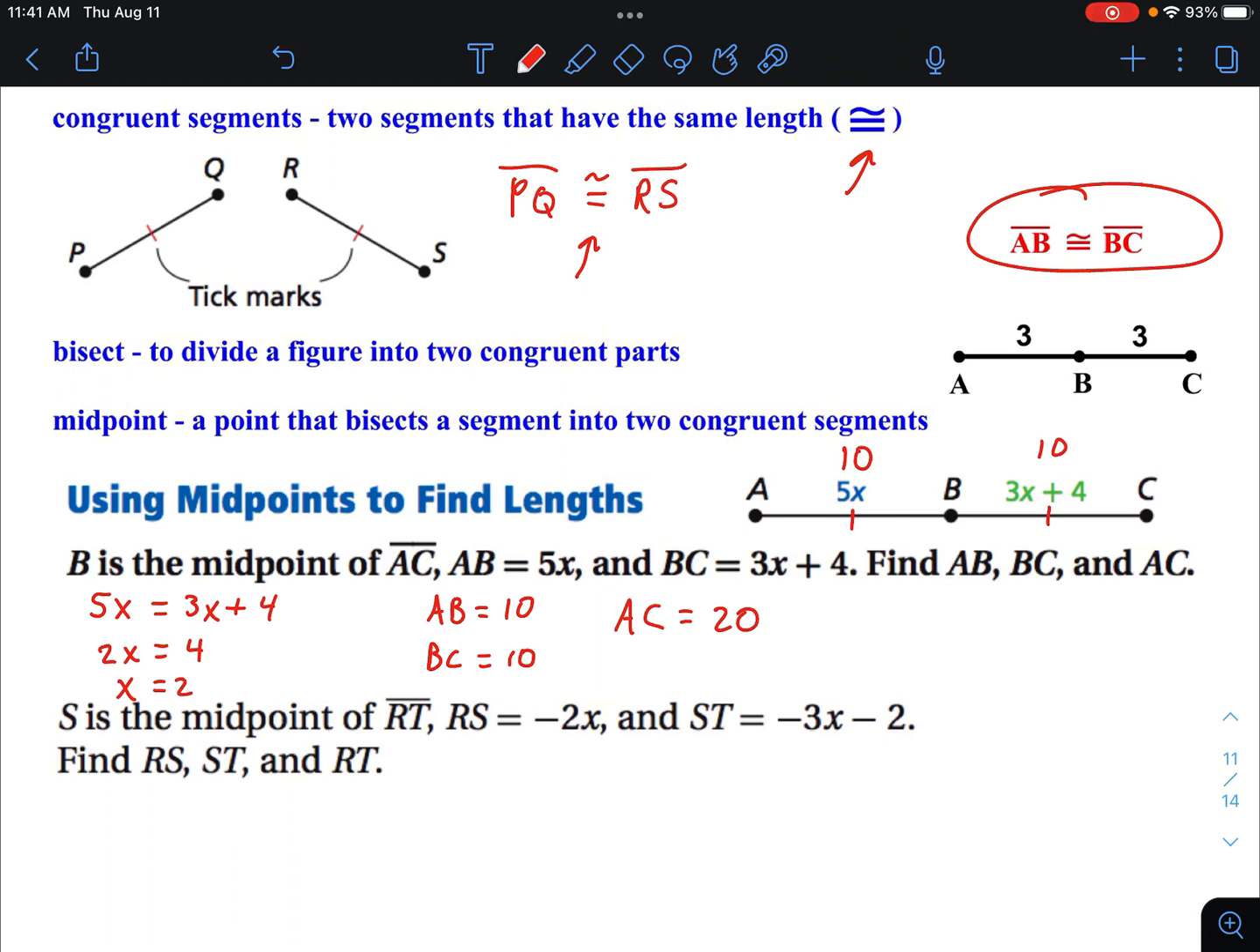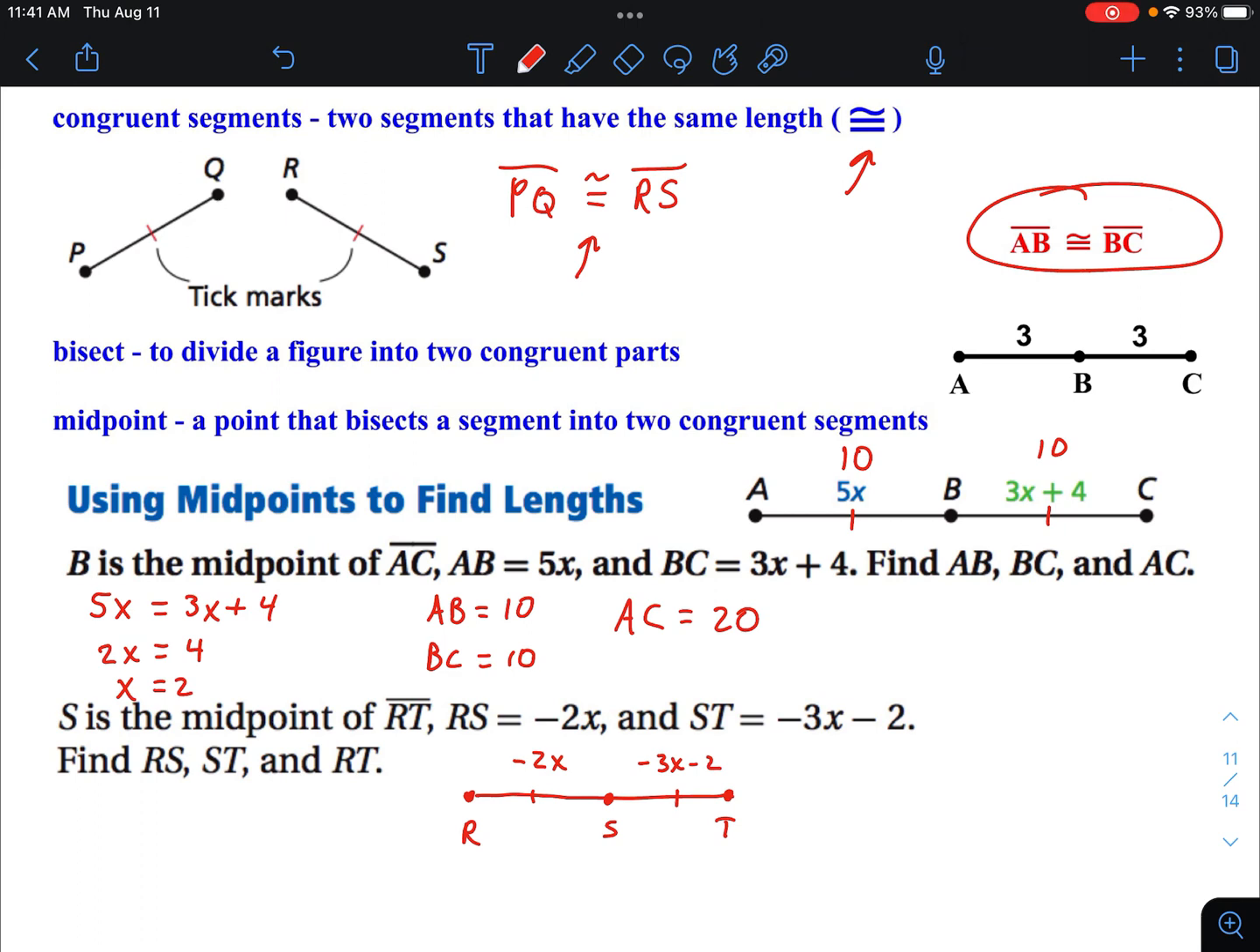We'll do one more of these together. So this one, there's no picture drawn for this, so you may want to draw your own picture. S is the midpoint of segment RT. So this will be my RT. S is the midpoint. I'm going to throw in tick marks just to visually say those two parts are congruent. RS is negative 2x. ST is negative 3x minus 2.